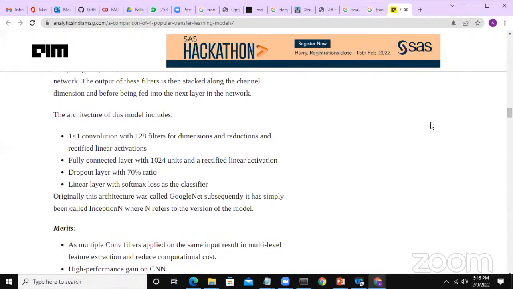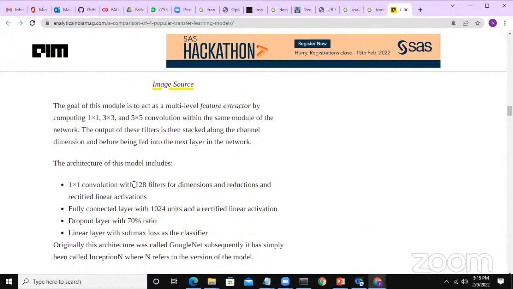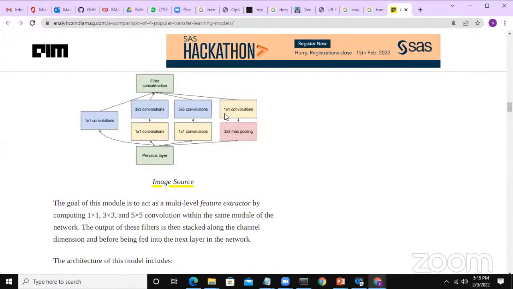So this architecture model also will show you one more thing called 1x1 convolutions, right? This 1x1 convolution indicates the filters. All these 1x1 convolutions will have 128 filters for dimensions and for reductions, and it uses rectified linear activations. What you see at the top here, 3x3, 5x5, 1x1, all of them are basically feature extractors. So you want to extract features, so you have 3x3, 5x5, and 1x1, right?